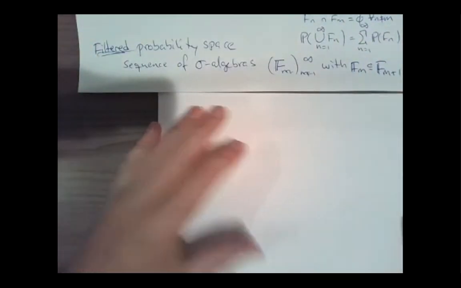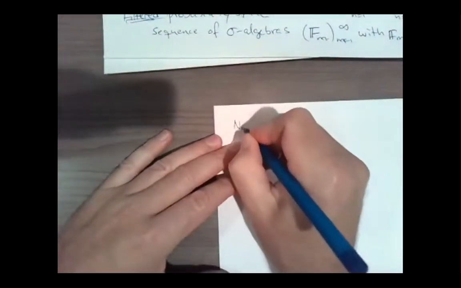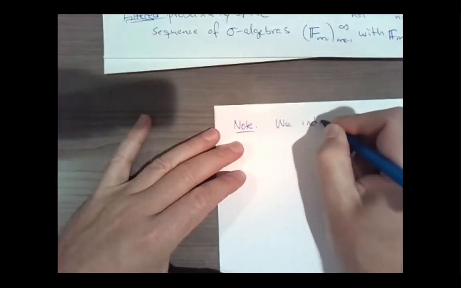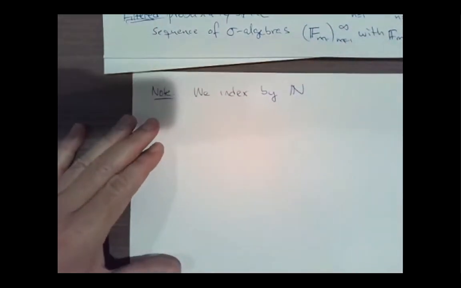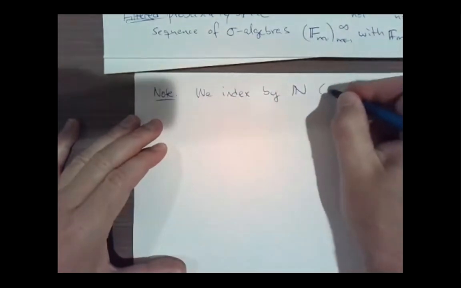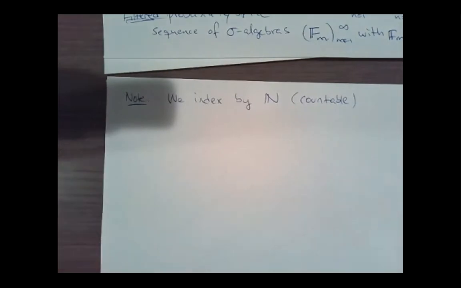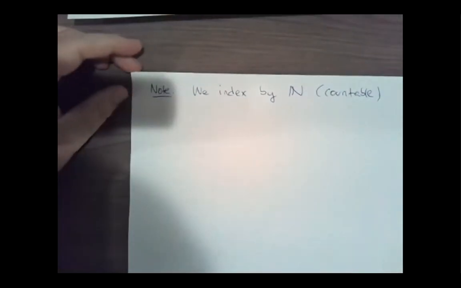Okay, so let me maybe say something like this. Countability is important. One should note we index by n. So this is countability. And if you haven't seen countability before, this is not really a class where we teach what it means to be countable, but just to give you an idea about it.